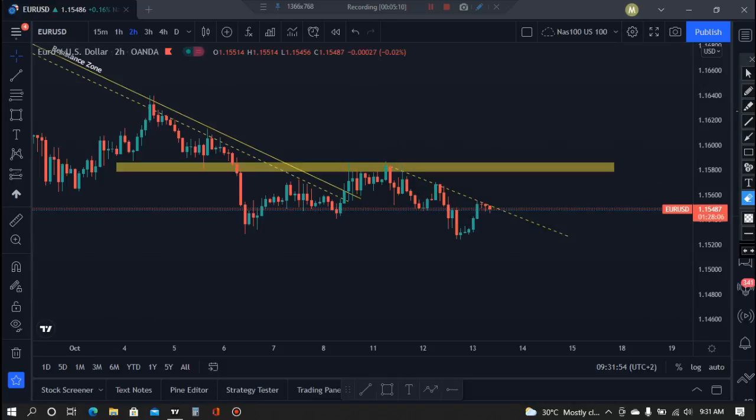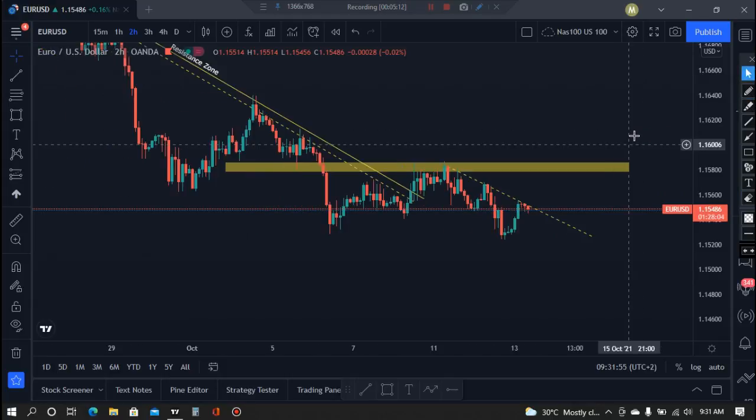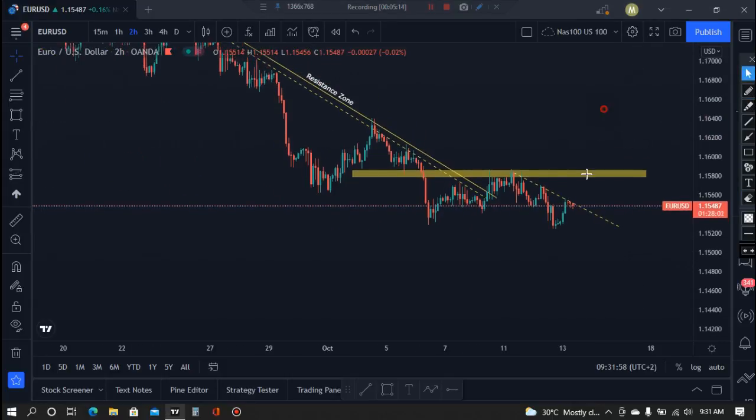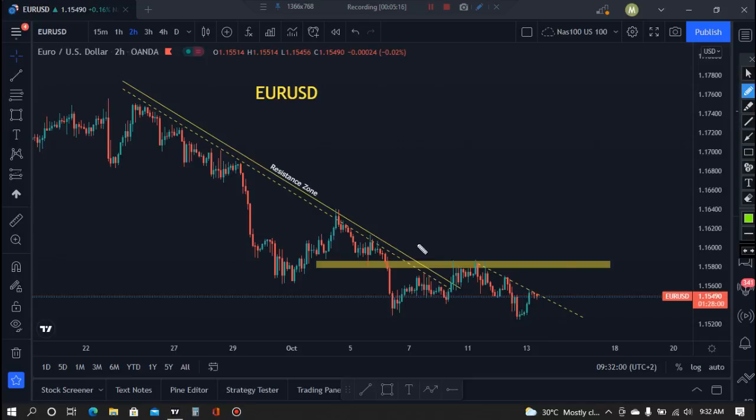So now on Euro USD, since we are still below this line, which is support, or maybe this resistance line here, it means we are still bearish. This breakout here was just playing some games, so we're not going to fall for that. We need to focus on sell positions only.